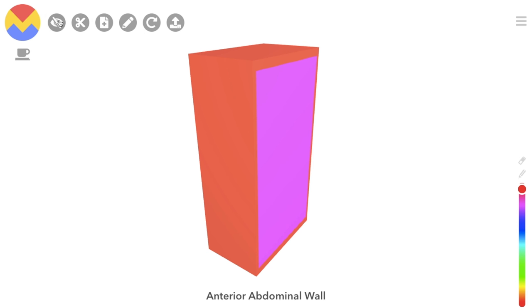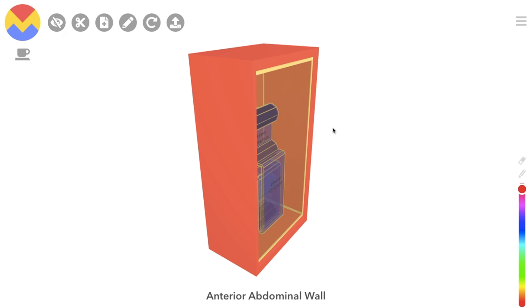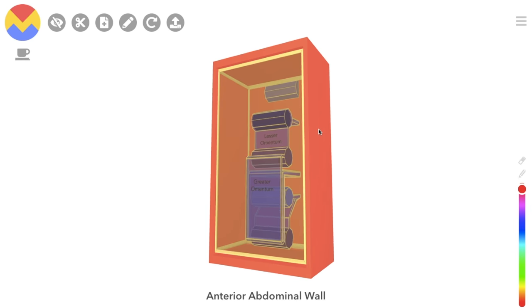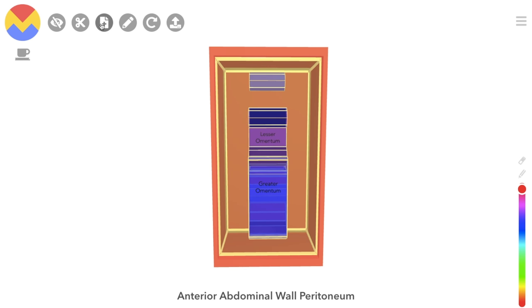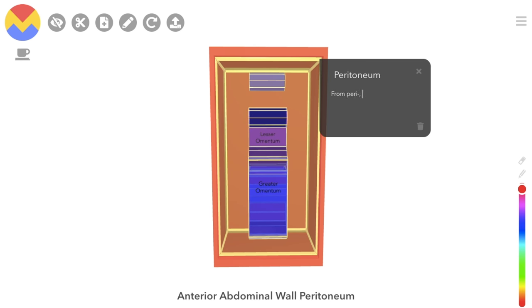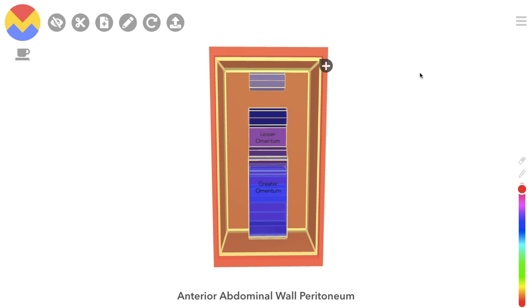The deepest layer of the abdominal wall is this thin, fluid-secreting membrane known as peritoneum. It's stretched around the whole abdomen. And I use the phrase stretched around because this is the literal meaning of the word peritoneum. In this schematic model, everything with this coloured border is peritoneum.